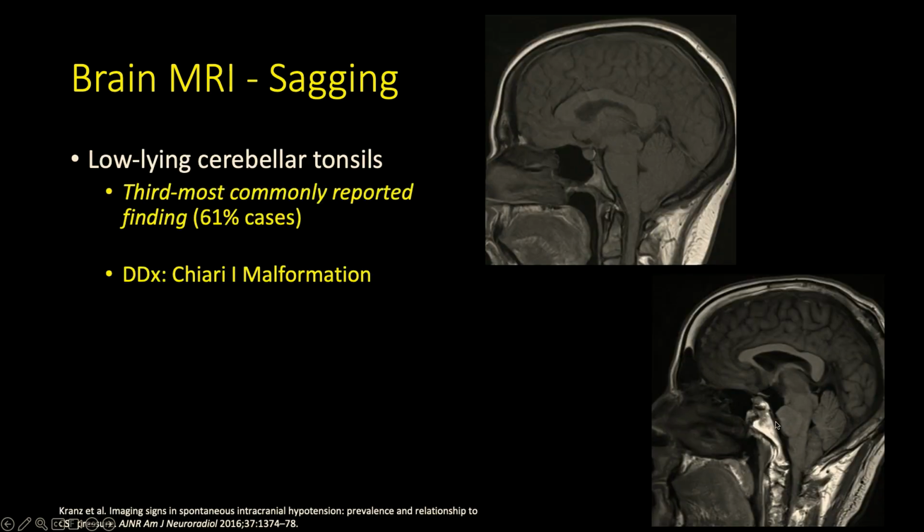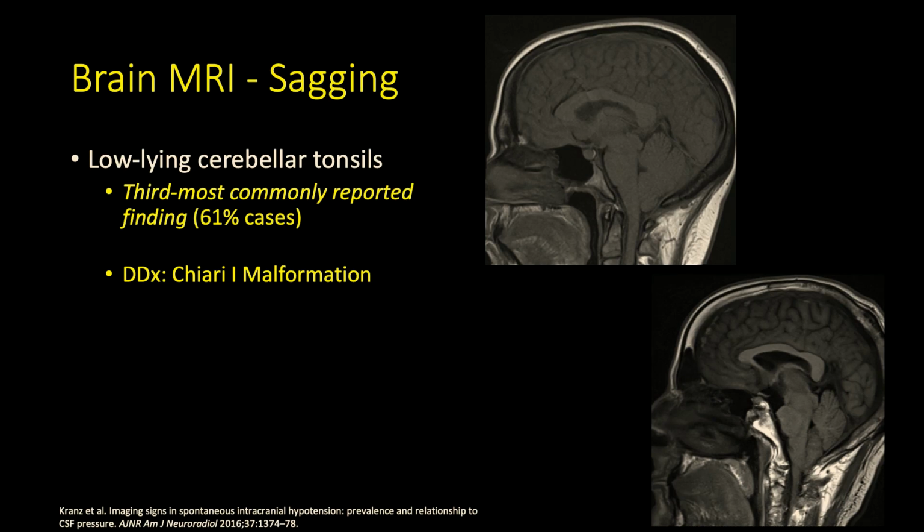And then this finding is the most famous finding in SIH. This is when you have low-lying cerebellar tonsils. This is the third most common finding in SIH in the brain, in 61% of patients. And I'm going to focus on this for a moment because this can be confused with Chiari 1 malformation.